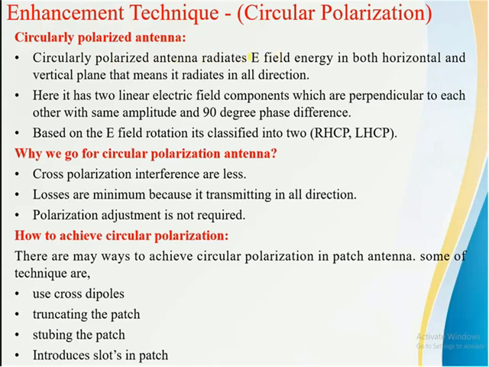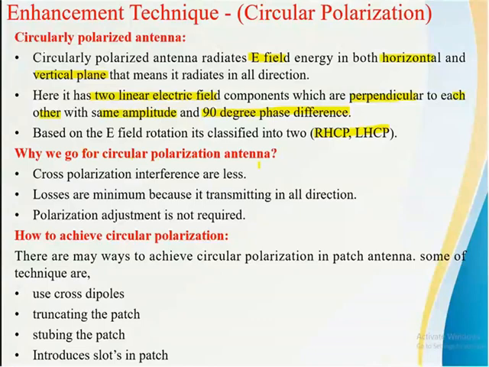Circularly polarized antenna radiates E-field energy in both horizontal and vertical plane. That means it radiates in all directions. Here it has two linear electrical field components which are perpendicular to each other with same amplitude at 90 degree phase shift. Based on the E-field rotation, it is classified into two types: right-hand circular polarization, left-hand circular polarization.